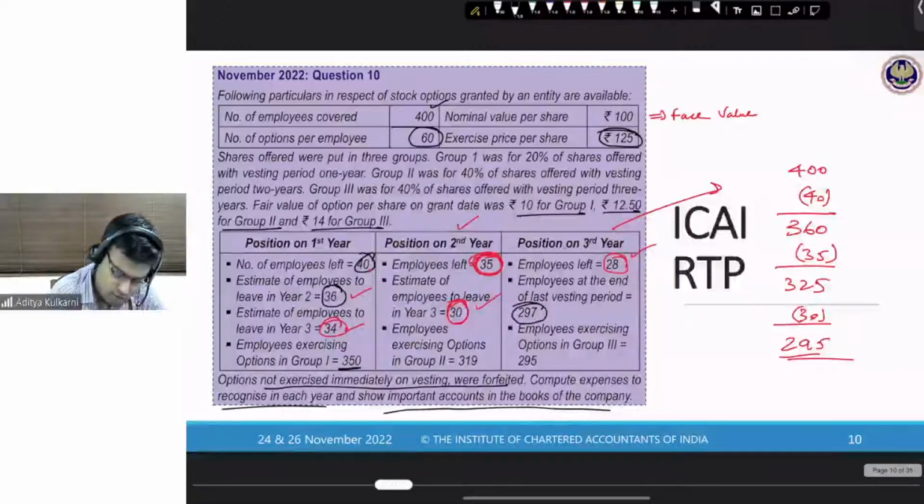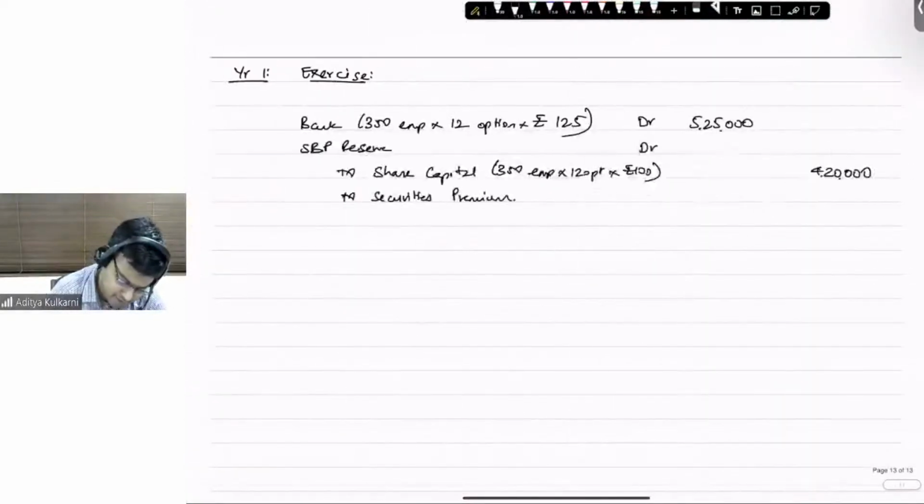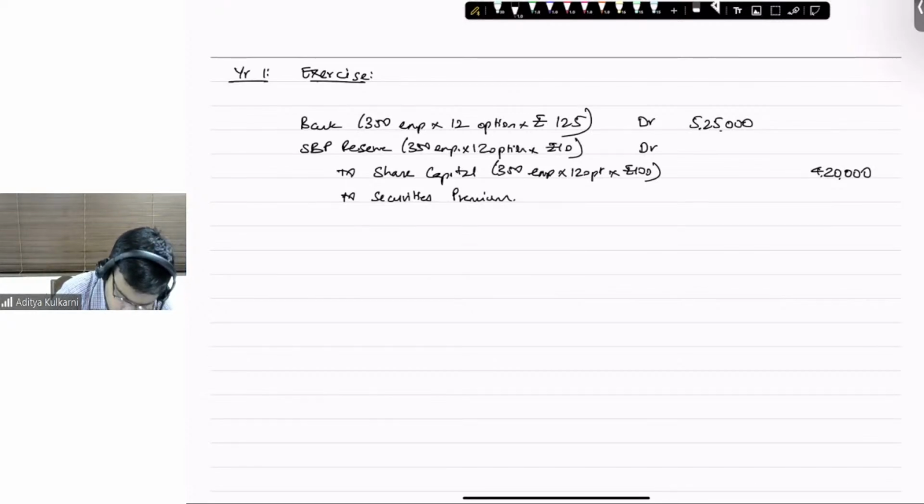So let us start with that. 350 employees into 12 options into rupees 10. 350 into 12 comes to 42,000. And what is your securities premium? You can take it as a balancing figure. No problem. Sir, we want confirmation, not a balancing figure.